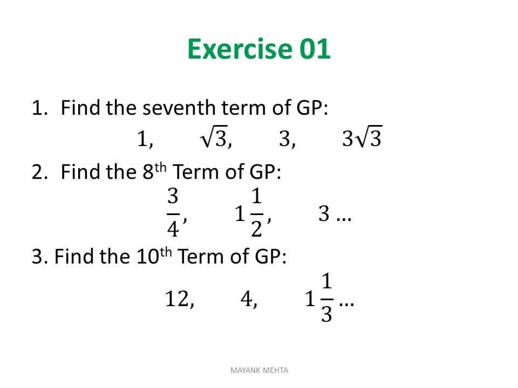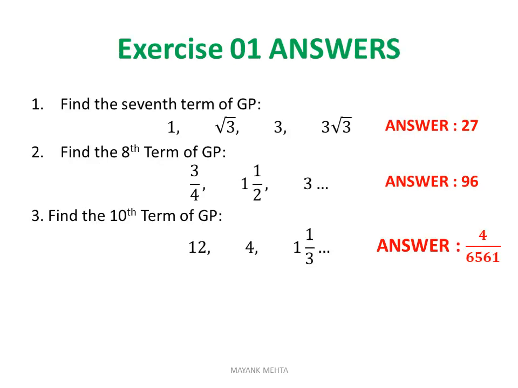Now here is an exercise. You can pause the video over here. You can do these three sums in your book and in the next slide we will share the answers. So here are the answers. Find the seventh term. The answer is 27. In second, the answer is 96. And for third, the answer is 4 upon 6561. You check how many of yours are correct.